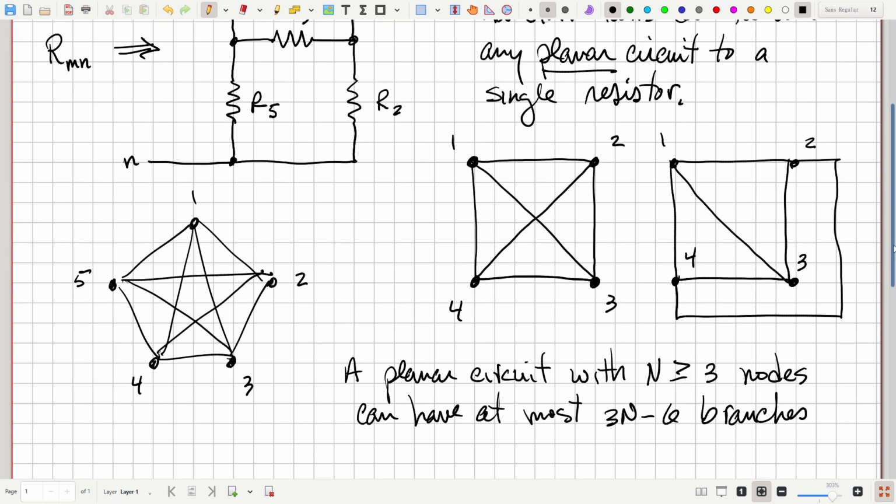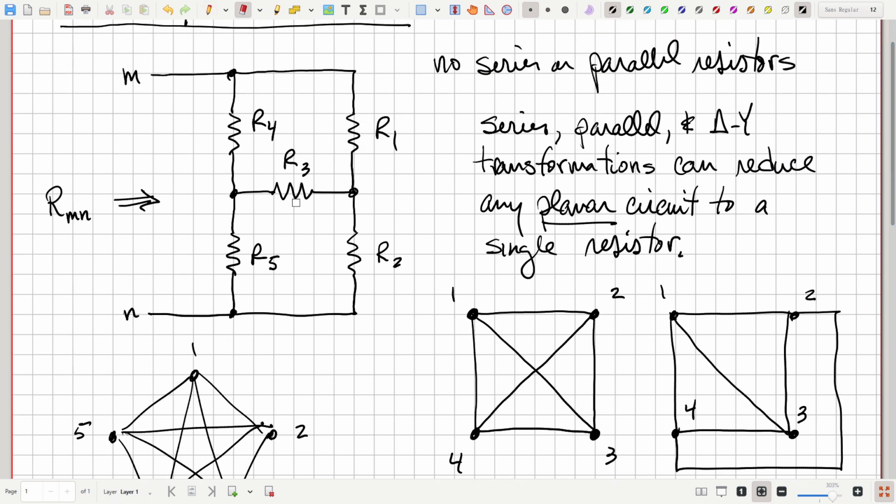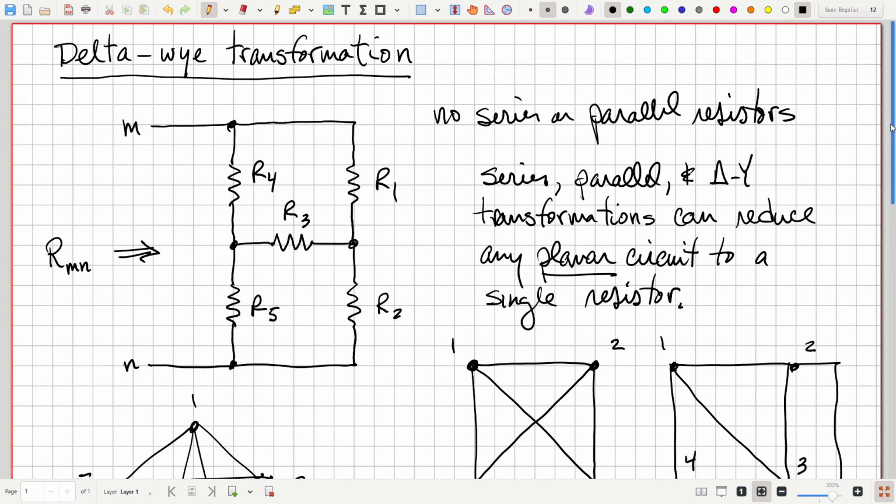So this is a planar circuit. None of these resistors cross over each other. None of the branches cross over each other. So we should be able to reduce this using series, parallel, and delta Y. We've just seen that we can't use series or parallel because there are no series or parallel combinations. So we need this idea of the delta Y transformation. Okay? So that is our motivation for delta Y transformations.